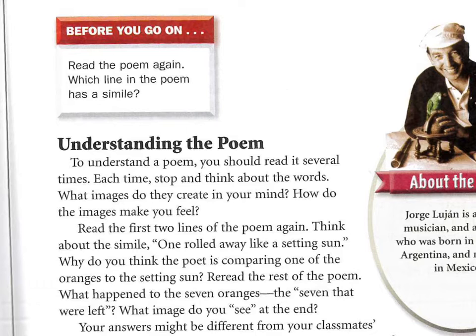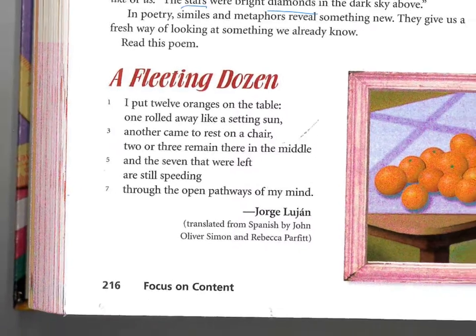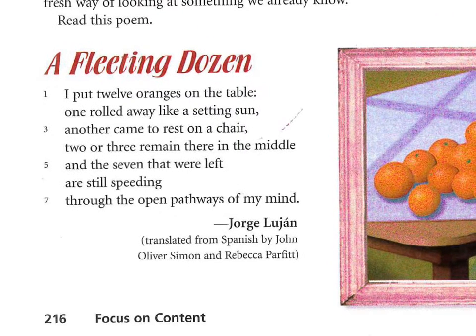Before you go on, did you read the poem again? Which line in the poem has a simile? Look for the word like or as. Did you find it? Like the setting sun. So it rolled away like the setting sun off the table. Whee! There's your simile.